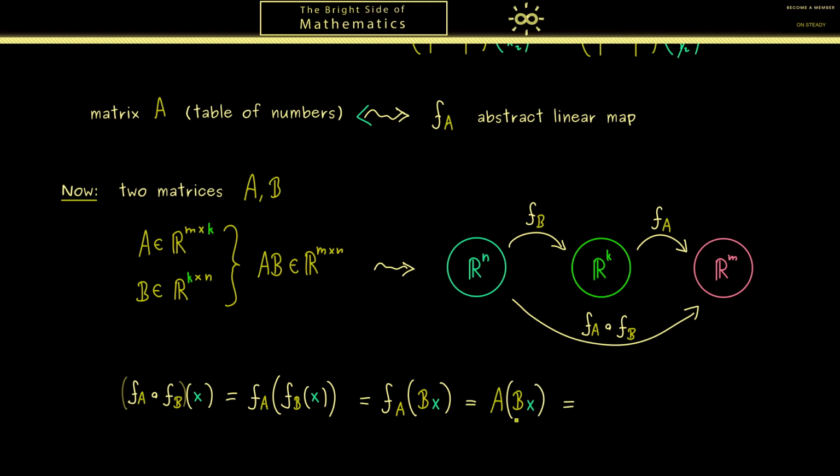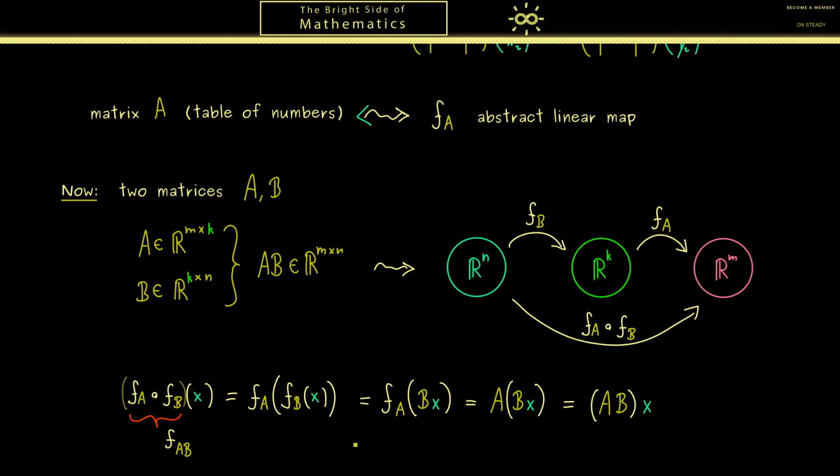And now, exactly at this point, we can use the associativity of our matrix product. Of course, there we just need to see the vector x as a matrix. And then the associativity tells us this is AB times x. And then we can simply compare the right-hand side here with the left-hand side there. And then we recognize that we have shown that F_A after F_B is given by the matrix vector product where the matrix is A times B.